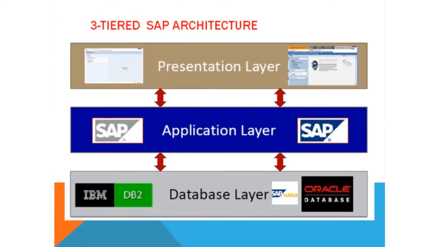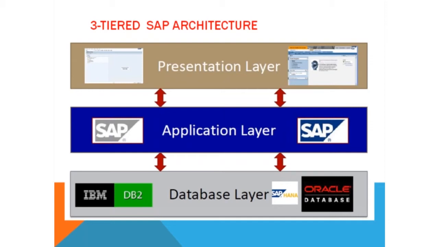And what is the 3-tiered SAP architecture? You can see the very first layer is the database layer, where IBM DB2 is there. SAP HANA is also a database. Even if you are not using S/4HANA, you can still use SAP HANA as a database too. Oracle database is also there. Then the second layer is called applications. All types of different applications are built on SAP with the ABAP language. These are built on the second tier, called the application layer.